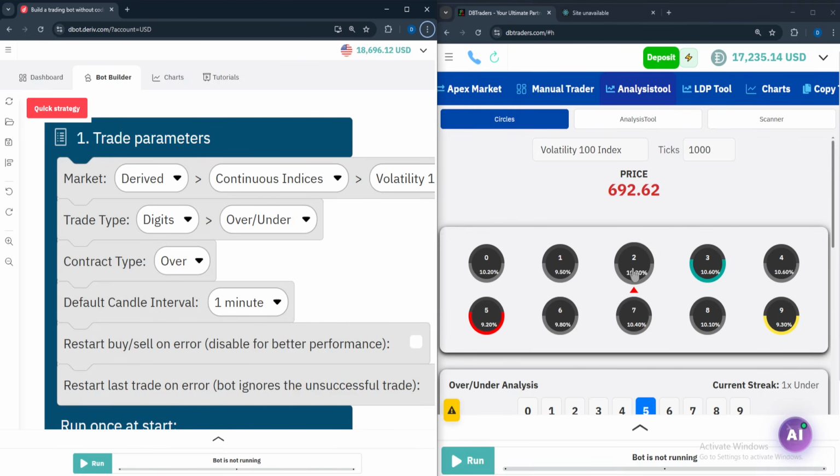In today's video, I'll be showing you how to trade under 5 in Deriv using the various analysis tools available, okay? As you guys know, almost every trader has a third-party website right now, and they contain various analysis tools that are very important, okay?